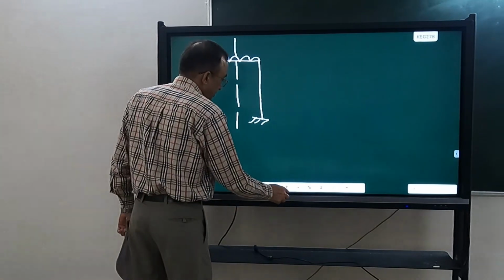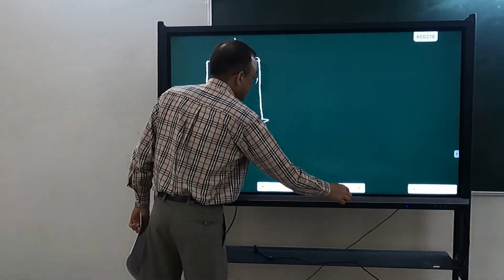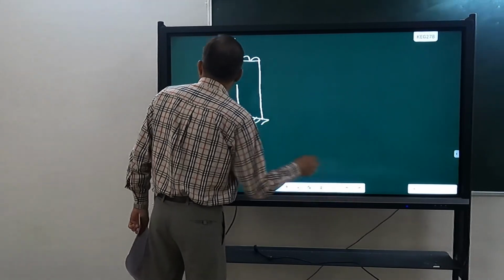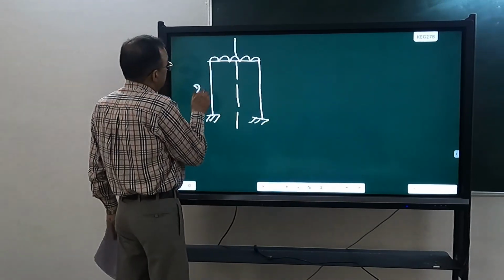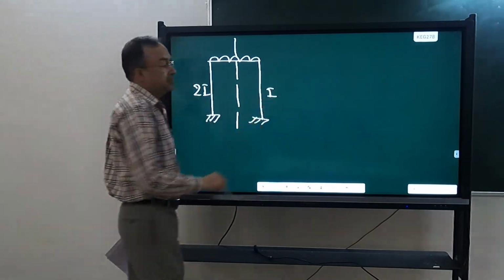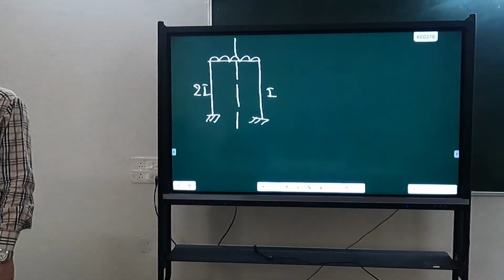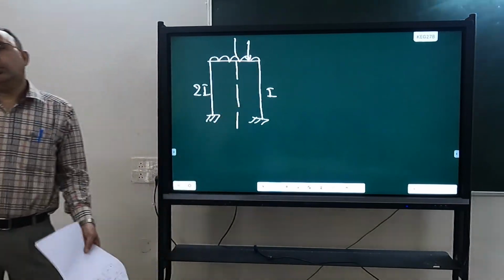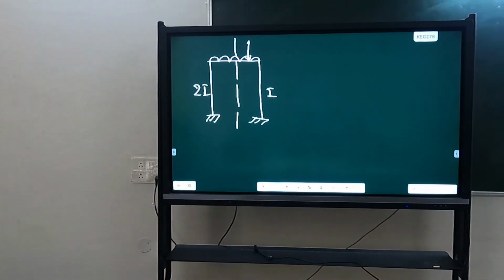You change moment of inertia, you make this 2I and this I, it won't be symmetry. You add one more load here, it won't be symmetry. Okay. So symmetry is here when everything is mirror. Not one condition.